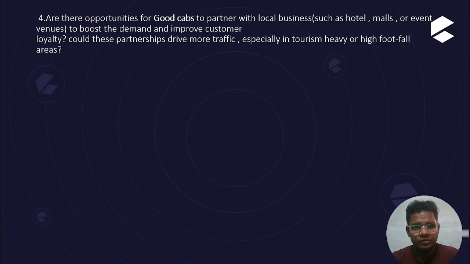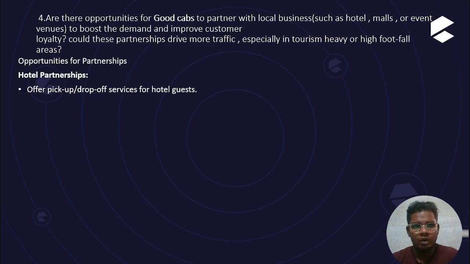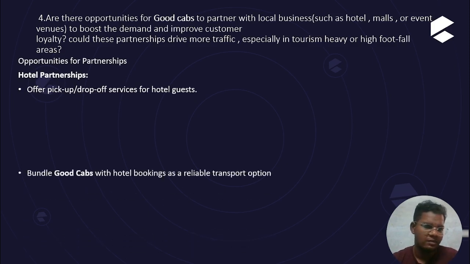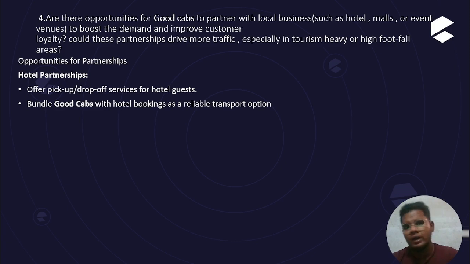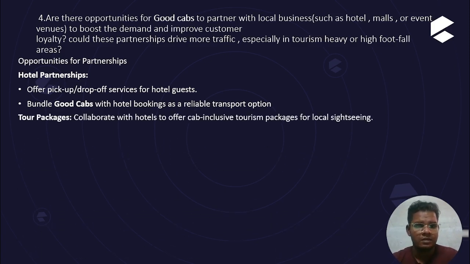Are there opportunities for good cabs to partner with local businesses such as hotels, malls, or event venues to boost demand and improve customer loyalty? Yes, of course. Hotel partnerships: offer pickup and drop service for hotel guests. Bundle good cabs with hotel bookings as a reliable transport option. Tour packages: collaborate with hotels to offer cab-inclusive tourism packages for local sightseeing.